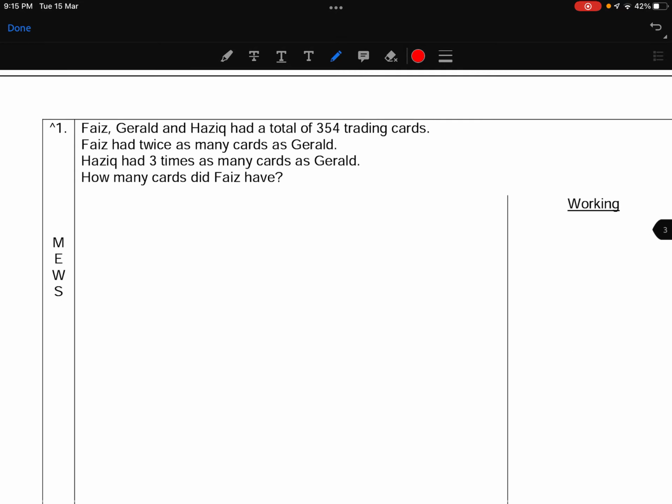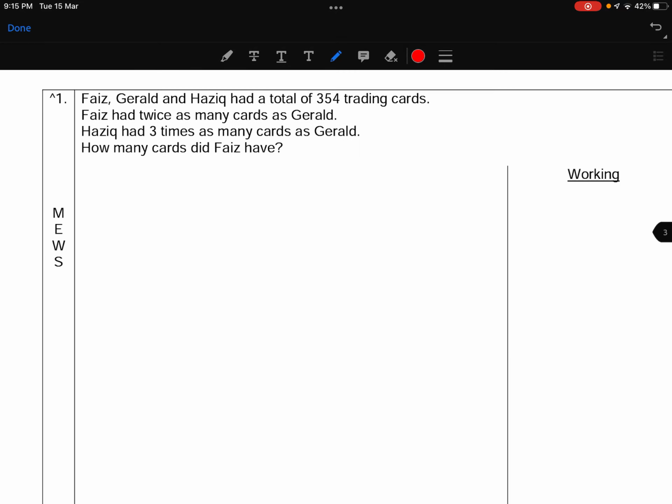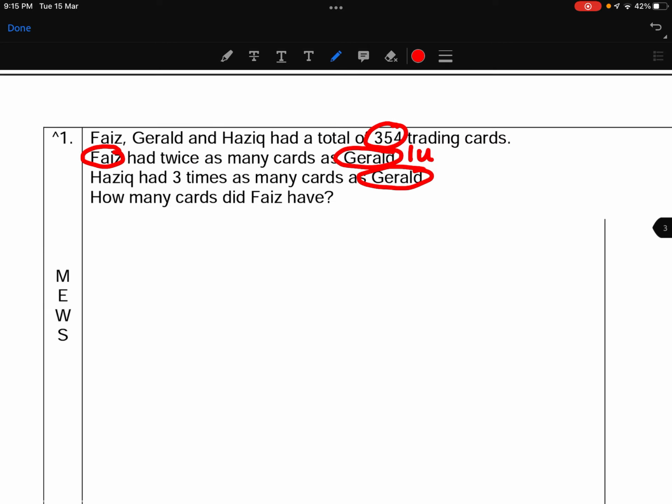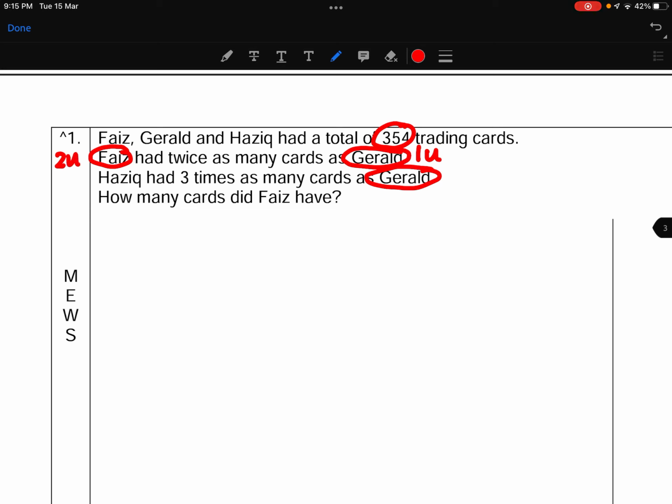The next question, I have again 3 people, Faiz, Gerald, and Haziq. So they gave you the total. These 2 sentences tell you the comparison, but definitely somebody is repeated. That is why this whole worksheet is called repeated identity. Now I'm going to erase this. Second sentence, Faiz had twice as many cards as Gerald. So over here, I'm going to put Gerald 1 unit. I'm going to put Faiz 2 units. After that, the next sentence, Haziq has 3 times as many cards as Gerald.